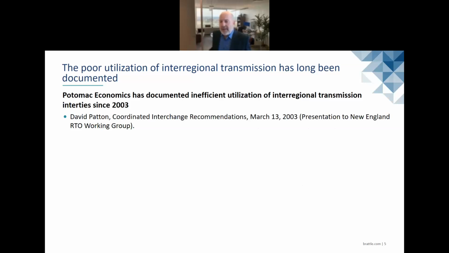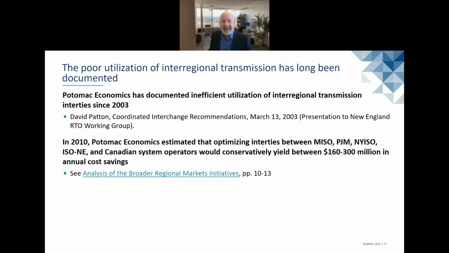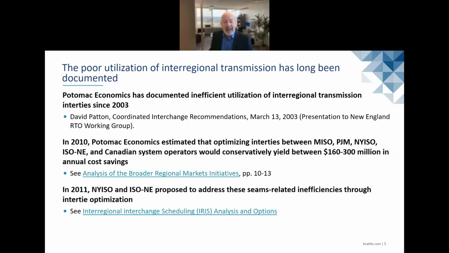But none of this is new. As early as 2003, Atomic Economics has identified the inefficient utilization of interregional transmission. In 2010, again, this has become an issue, and there's a larger study between MISO, PJM, New York, New England, and Ontario, saying you could save up to $300 million annually if interties would be used better. And in 2011, ISO New England and New York ISO have proposed to address these seams-related inefficiencies through intertie optimization.